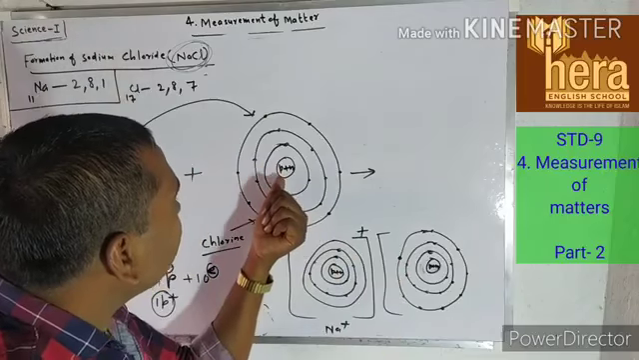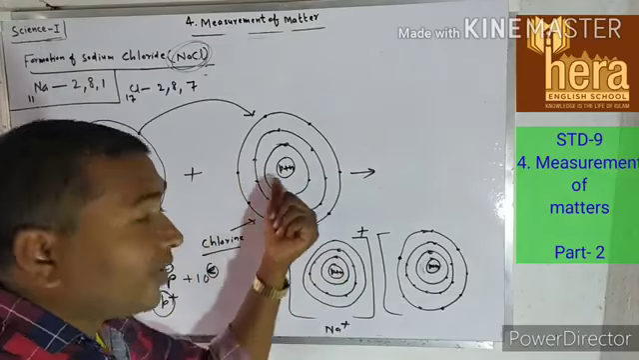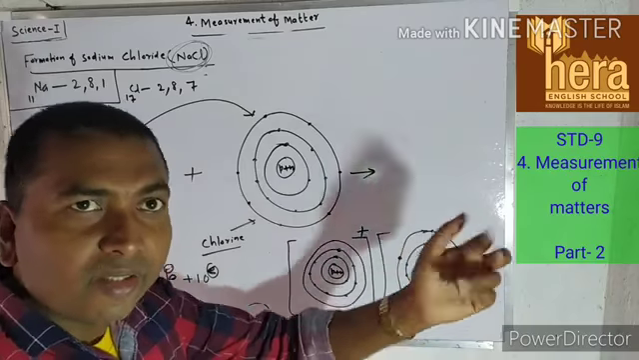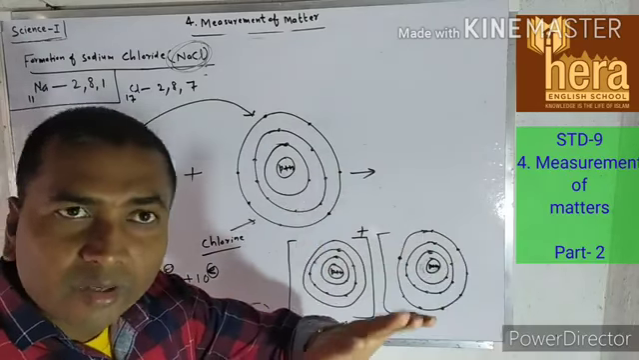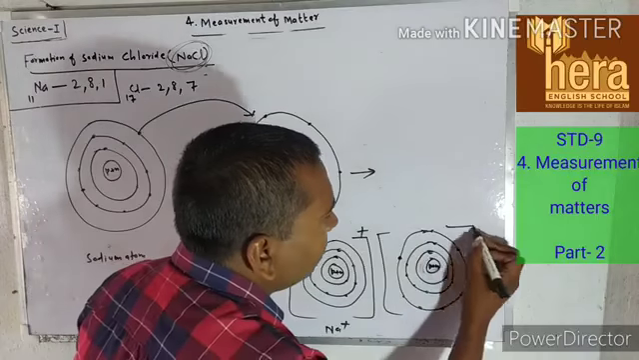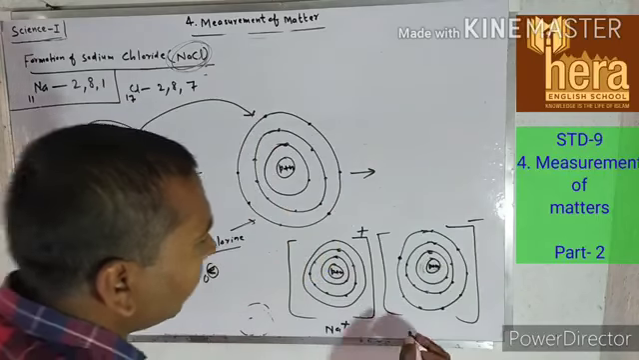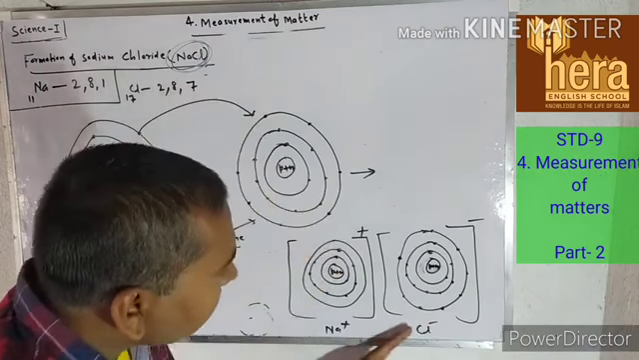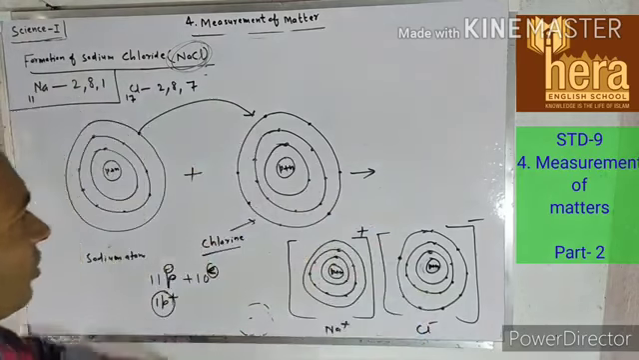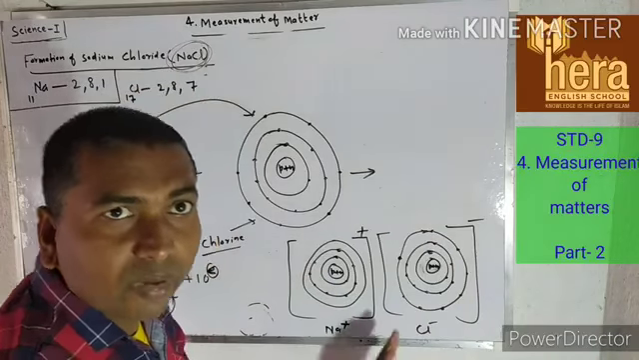Since initially there were a total of 17 electrons and 17 protons, 17 electrons negatively charged, 17 protons positively charged, the negative and positive charges cancel out. Since 1 electron is added extra, there will be a negative charge. Understood? This is Cl minus. Cl minus means it has taken 1 electron. Okay. So in this way, this is the entire formation of sodium chloride.